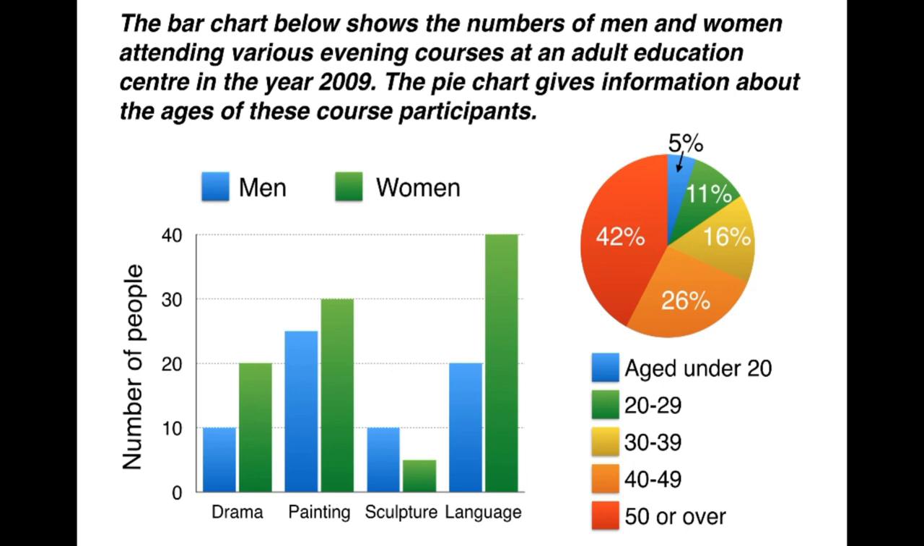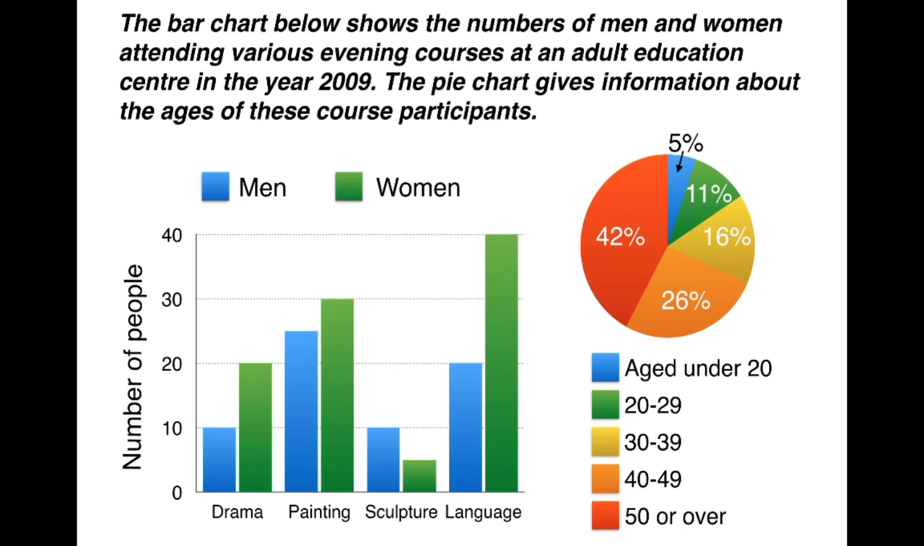The bar chart below shows the numbers of men and women attending various evening courses at an adult education centre in the year 2009. The pie chart gives information about the ages of these course participants. So there's 2 sentences in that question. The first sentence is about the bar chart, talking about numbers of men and women at these evening courses, and the pie chart is about the ages of these people at the evening courses.